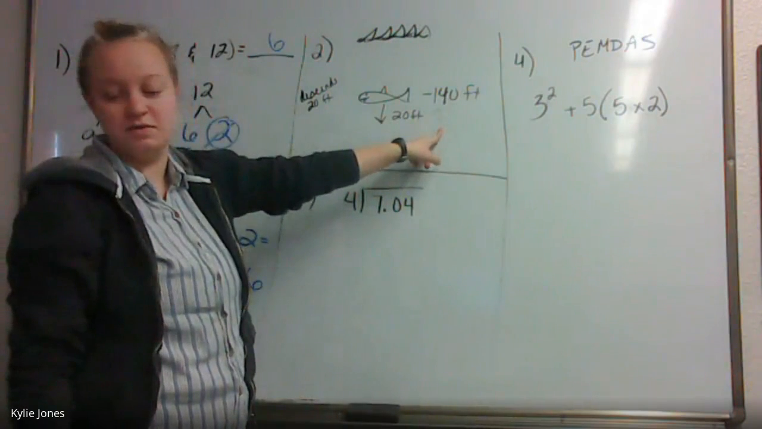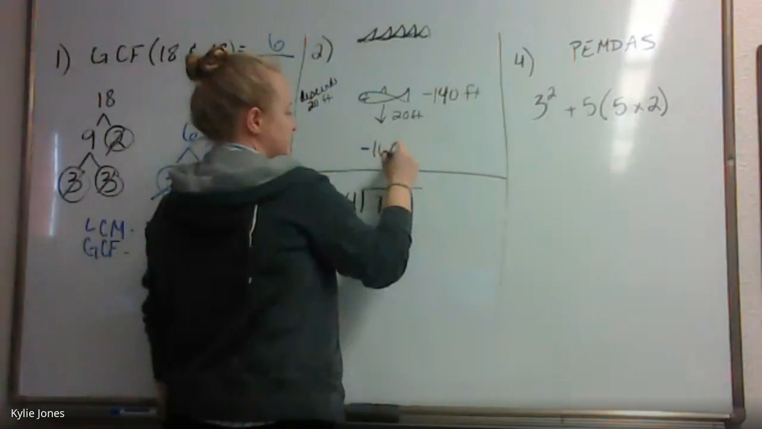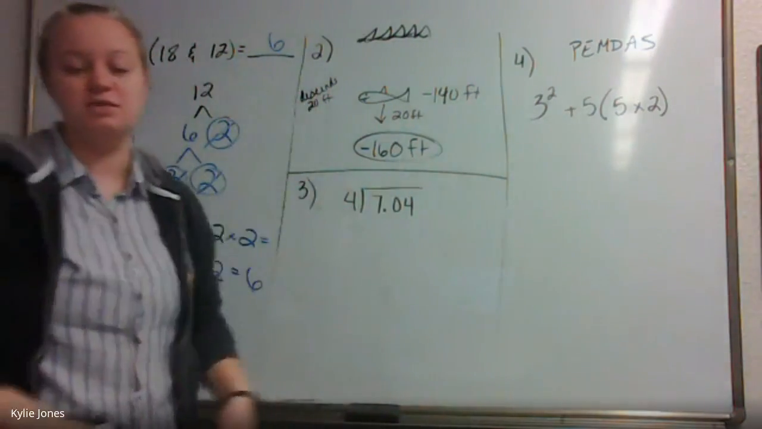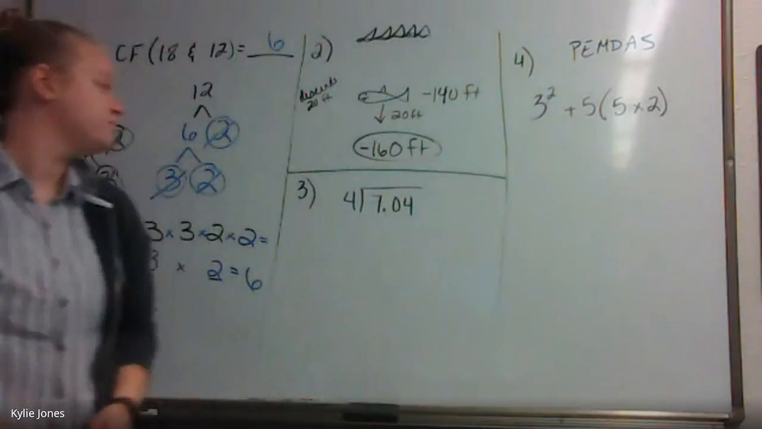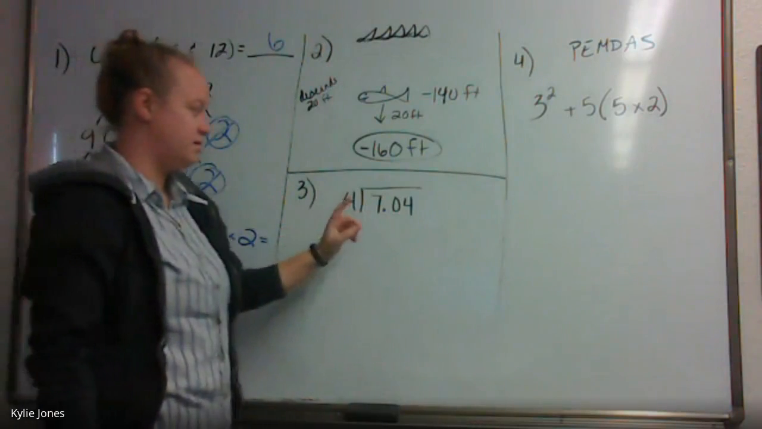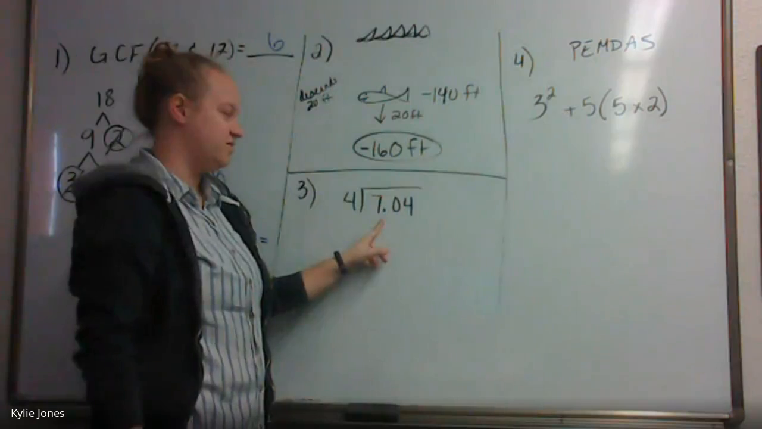How many feet below sea level? Negative 160. Good. Negative 160 feet is your answer there. If it goes down another 20 feet, it puts you at negative 160 feet. Good.